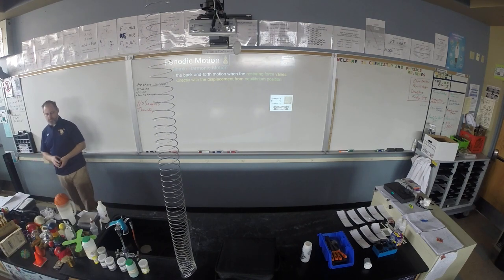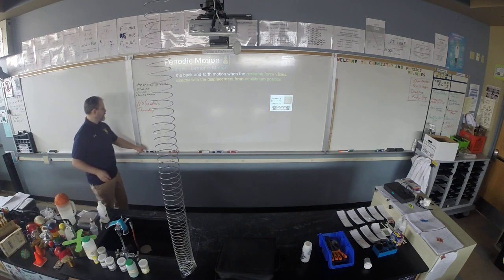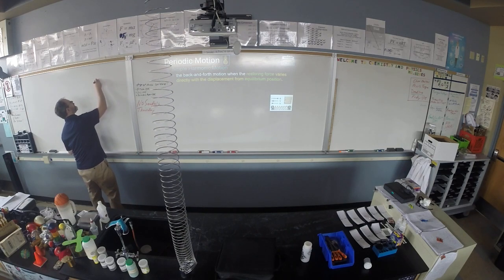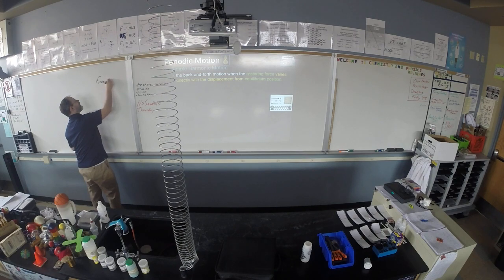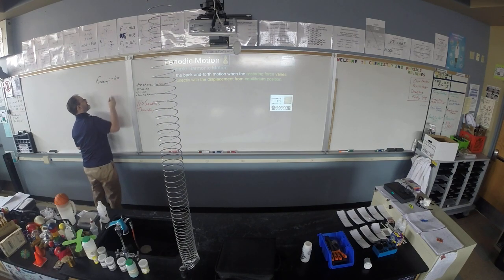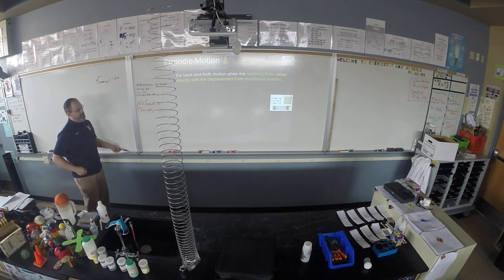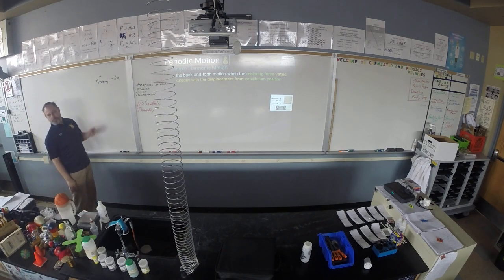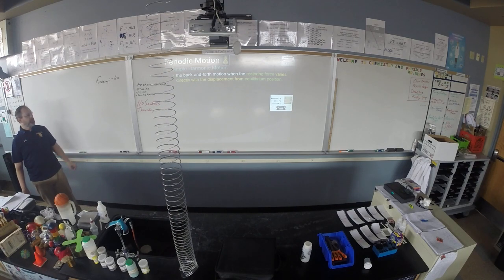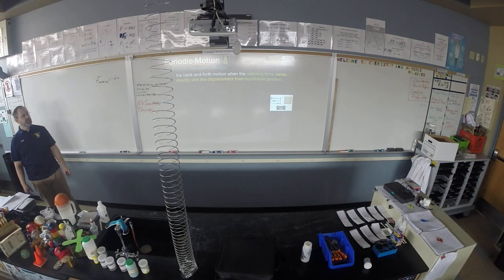Hooke's law, remember that F equals negative kx? So Hooke's law is F restoring equals negative kx. K being a spring constant, x being the distance from the equilibrium. So that's Hooke's law for springs. We're talking about pendulums, so you use weight, we'll get there. We'll have a simulation about that.